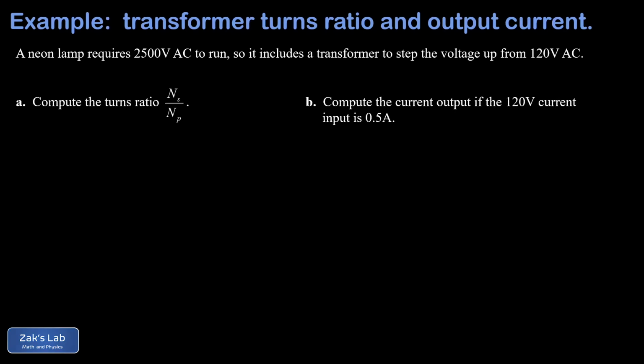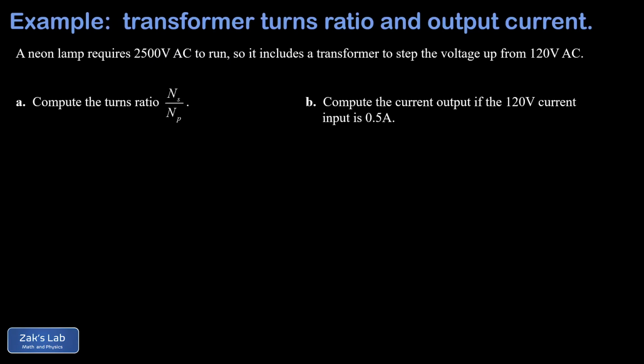In this video, we're covering a couple simple examples of questions that we can answer about transformers. So we're told we have a neon lamp requiring 2500 volts AC to run. We're plugging it into the wall, which is 120 volts AC. And in part A, we're going to get the required turns ratio.